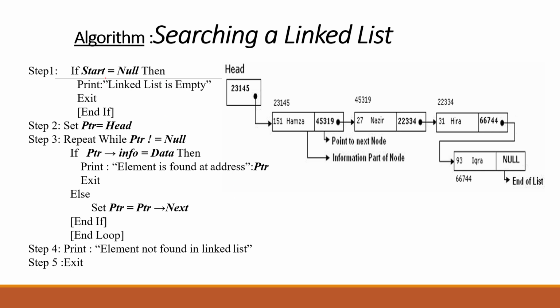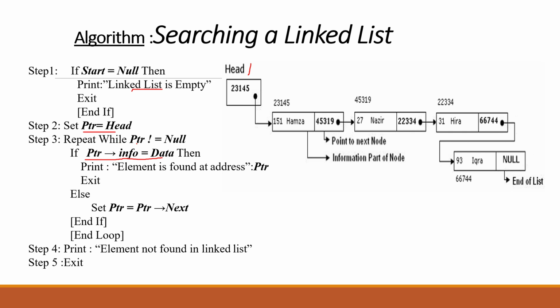Start with: start is equals to null. If start is null, then linked list is empty. Otherwise, we will assign pointer is equals to head, or we can call it a start. As we have performed our traversing procedure previously, in this algorithm, we just added a conditional statement that compares the required information with the information part of the node.